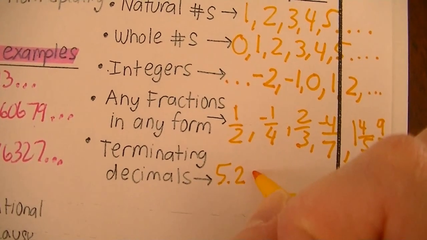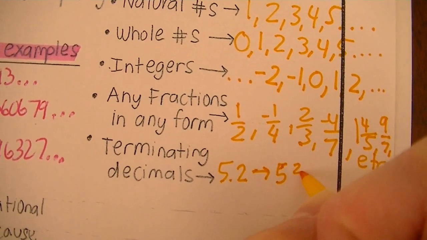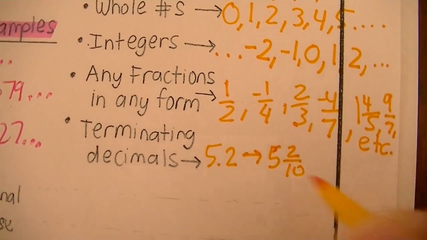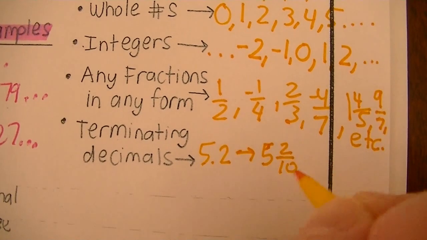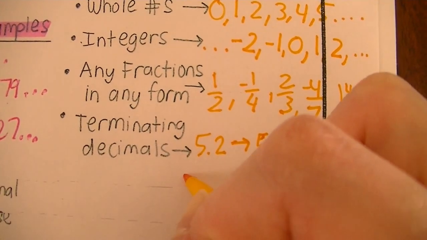Okay. Other examples of rational numbers are terminating decimals, such as like 5 and 2/10, because you can write that as a fraction. 5 and 2/10 is written like this, 5 and 2/10. See, those two are equal to each other. And remember, when it's a fraction, it's automatically a rational number. Let's try another example.